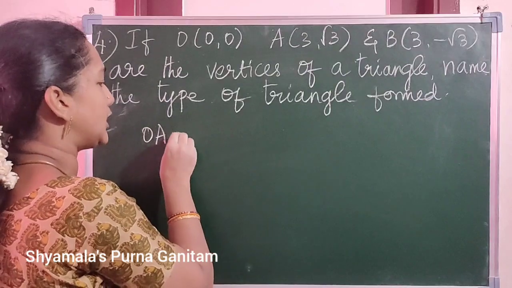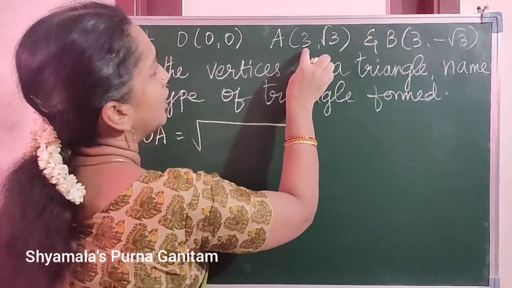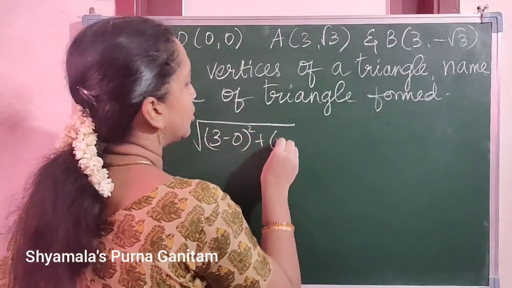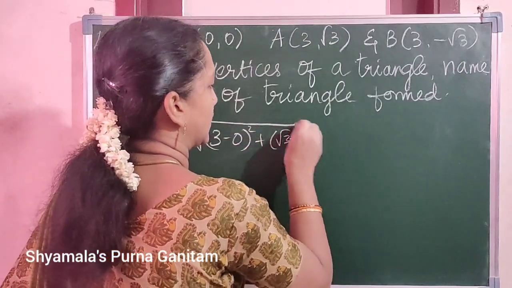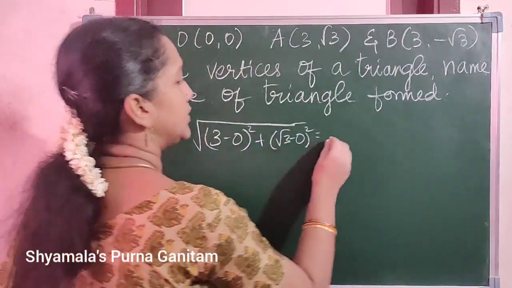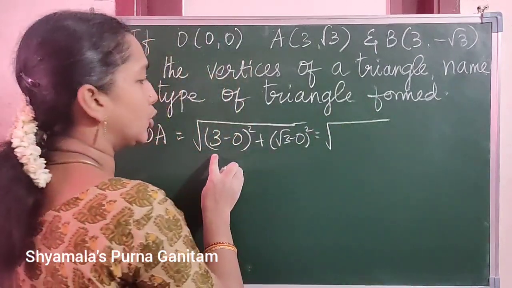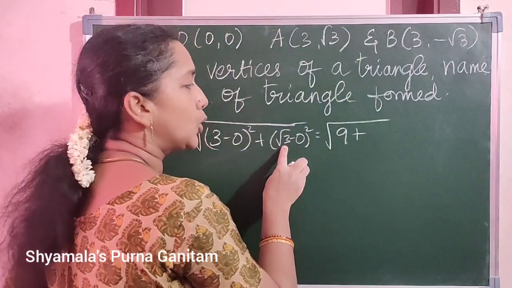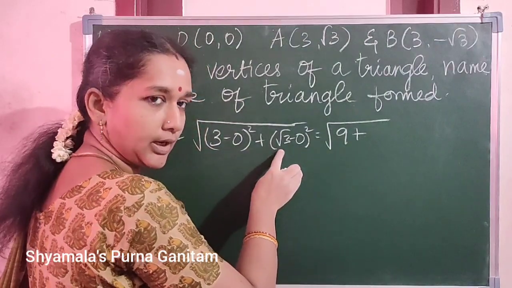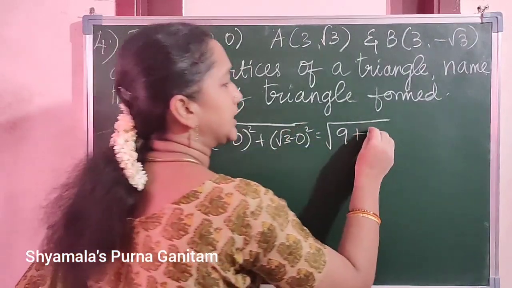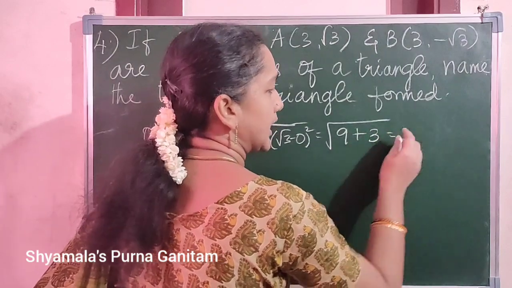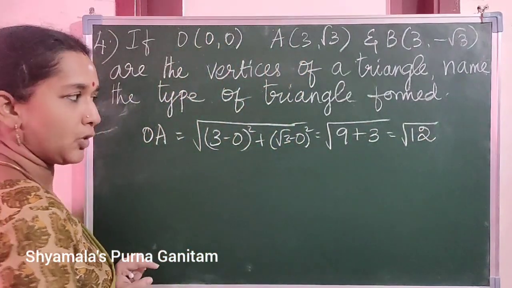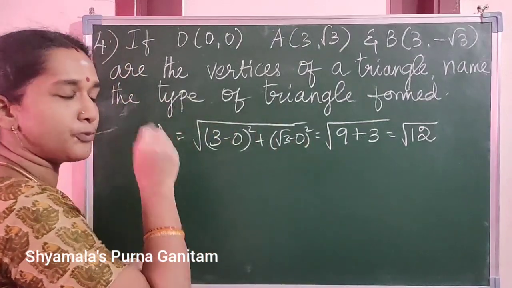So OA is equal to root of (3 minus 0) the whole square plus (root 3 minus 0) the whole square. When you simplify this, it will be root of 3 squared, 3 squared is 9, plus root 3 minus 0 is root 3. Root 3 the whole squared is 3 alone you will get. So 9 plus 3 is root 12 units. Okay, so this is the length of one side.